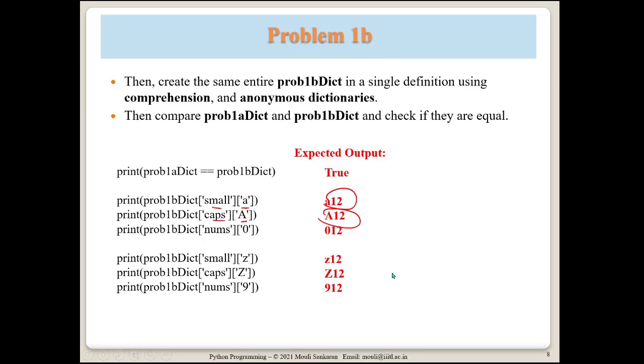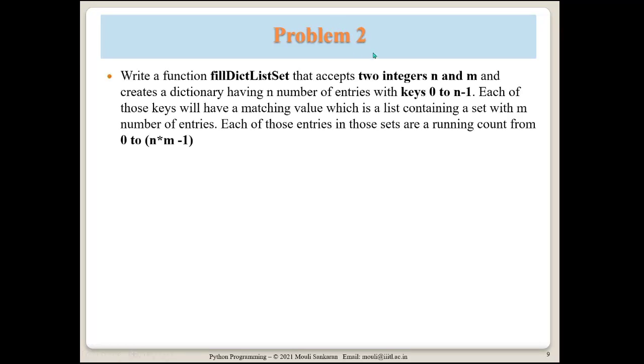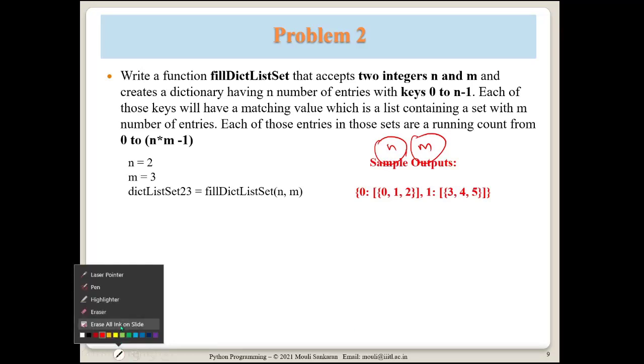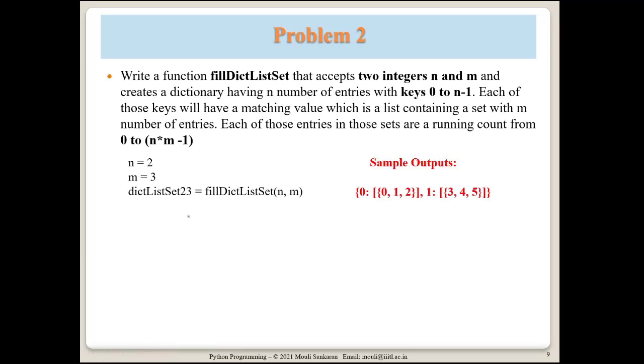So this is problem number 1B. You build the dictionary in two ways. One is to use a comprehension, the other one is using some for loop or any function that you have in the dictionaries. Now the second problem, or you can call it problem 2, is a function. You have to write a function which accepts two integers, n and m, two values, and then you build a dictionary like this. Let me show you. Suppose you are passing a value 2 and a value 3 here.